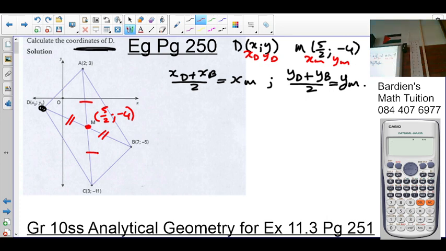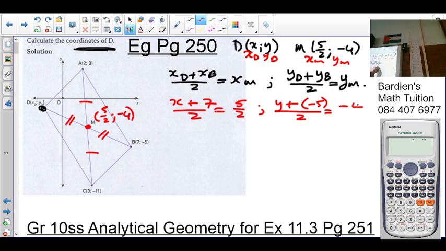Okay. So X plus 7 over 2 is equal to 5 over 2. On the other hand, we have Y plus negative 5 over 2 is equal to negative 4, or I could have written Y minus 5, it is the same. Right, you guys understand? So what do I do now?